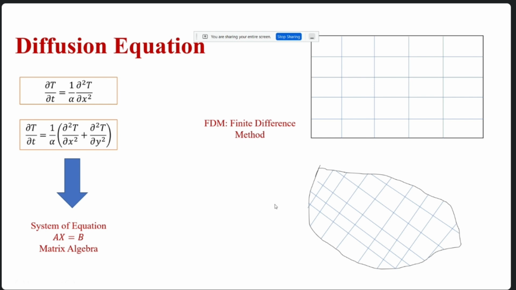We can't compare with the regular shapes. So in that case, what happens? The finite element method is applicable. So this is the beauty of finite element method.